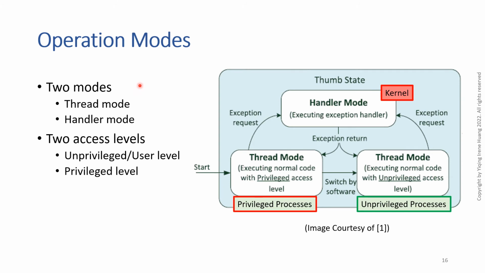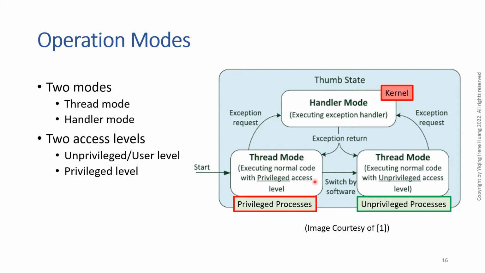There are 2 operation modes, thread mode and handler mode. And there are 2 access levels, unprivileged or user level and privileged level. The handler mode is for exception handling, and the thread mode is mainly for application. When we are in the handler mode, usually some exception happens, so we're doing interrupt handling. And this mode is automatically privileged, so there's nothing called unprivileged handler mode.